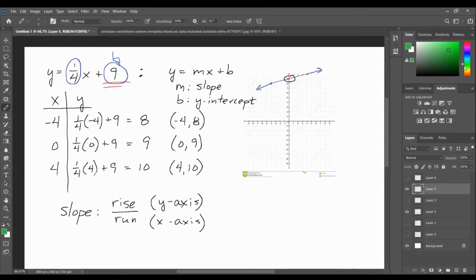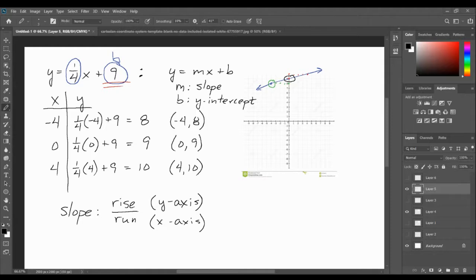Now, I'd also like to point out that rather than rise 1 and run 4 to the right, we could have dropped 1 and run 4 to the left. Because a negative rise and a negative run, recall negative divided by negative is a positive, that would get us to another point that is also on the line. So those are a couple of different ways that we can get points to graph a line.